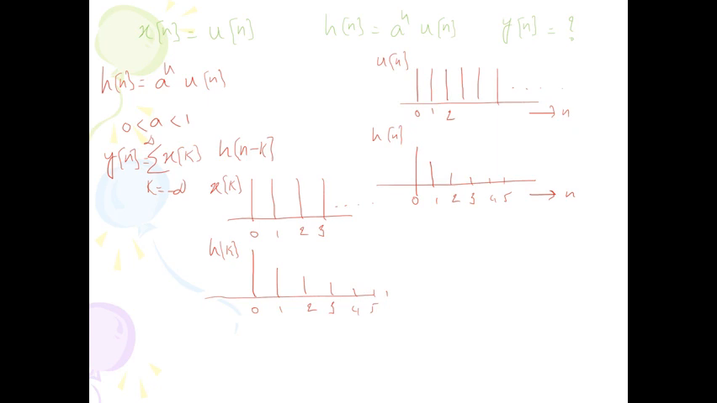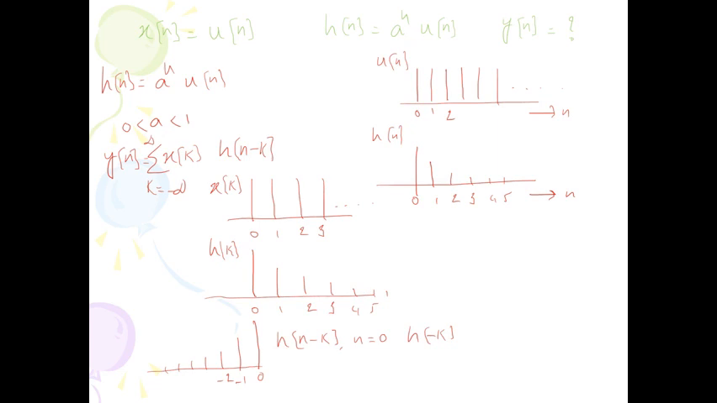Then we have to take h of n minus k, which is the mirror image of this signal. Depending upon our convenience, we can take one sequence constant. This is h of n minus k for n equal to 0, which is nothing but h of minus k. So this is 0, minus 1, minus 2, and so on.